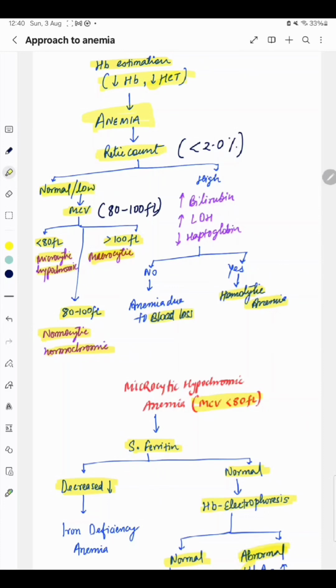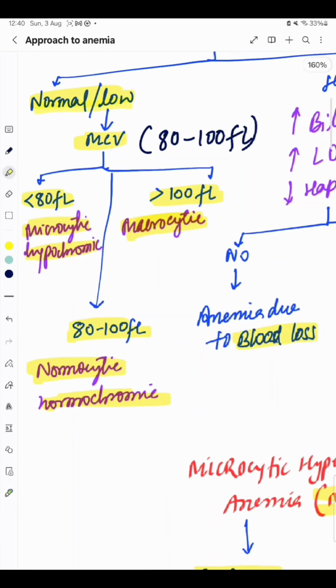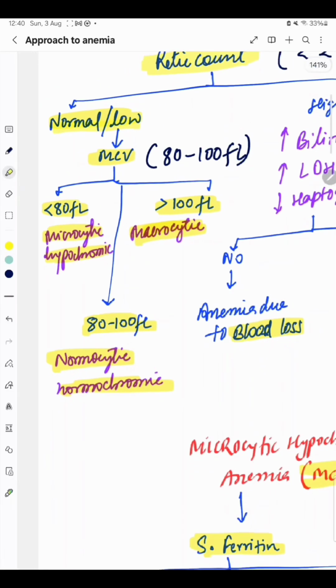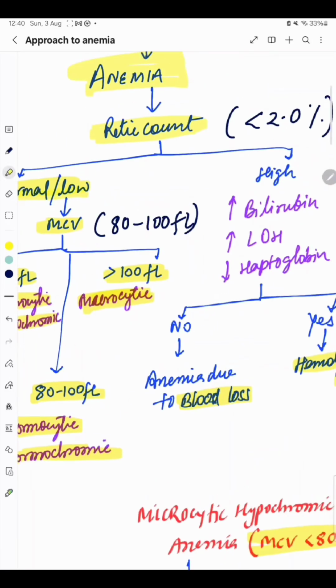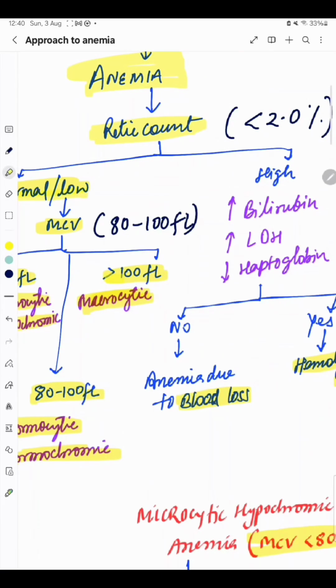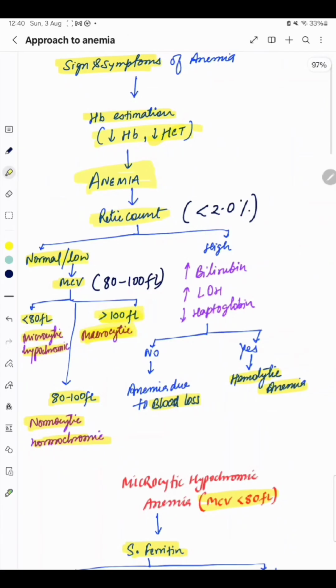When MCV is less than 80 femtoliter, this condition is known as microcytic hypochromic anemia. When MCV is 80 to 100 femtoliter, then this is known as normocytic normochromic anemia. When MCV is more than 100, then this condition is known as macrocytic anemia.